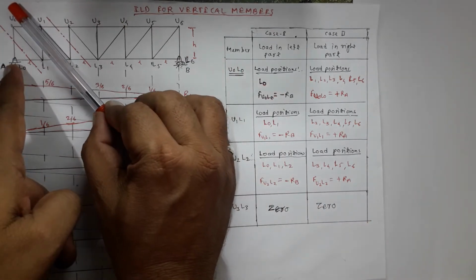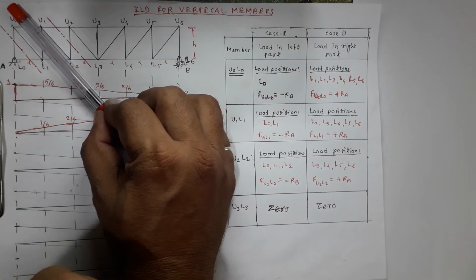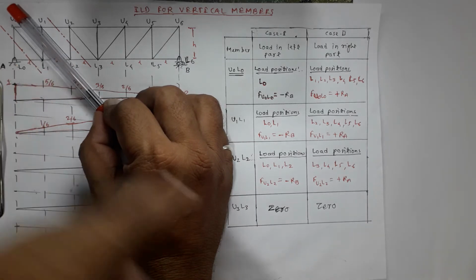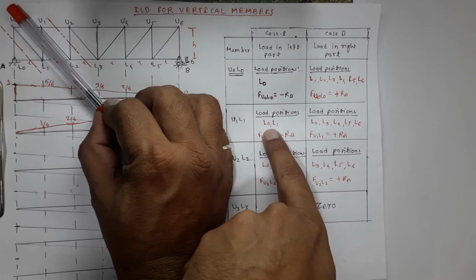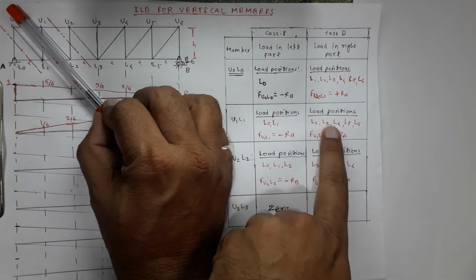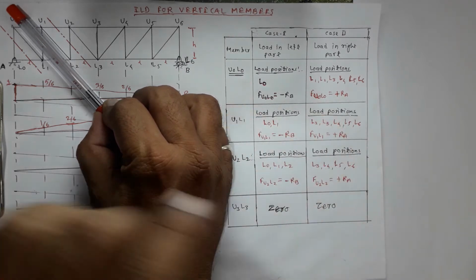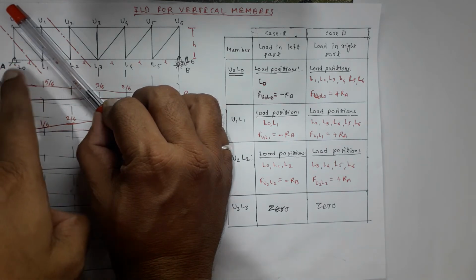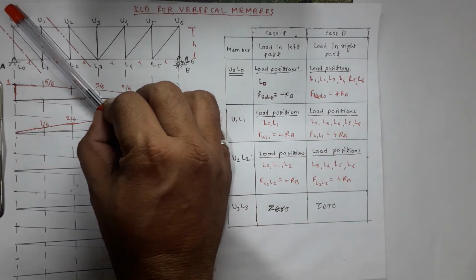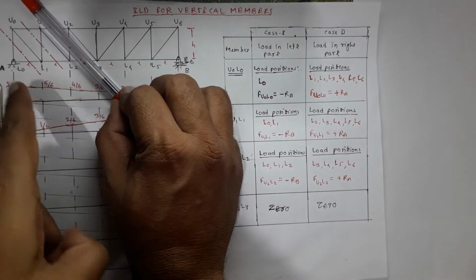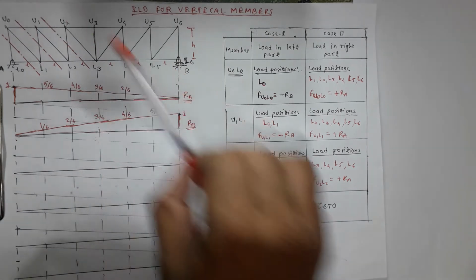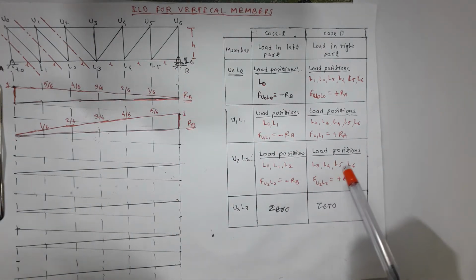When I deal with U1 L1, I will have to deal with this section which I have shown by means of this pen, and the load positions are L0 L1 to the left. Now the load positions to the right are remaining load positions, that is L2, L3, L4, L5 and L6. It means when the load is in left part, it can have these two load positions, and when the load is in right part, it can have the remaining load positions. Similarly for this section, again the load positions will be L0, L1, L2, and the right part, the load positions are L3, L4, L5 and L6.